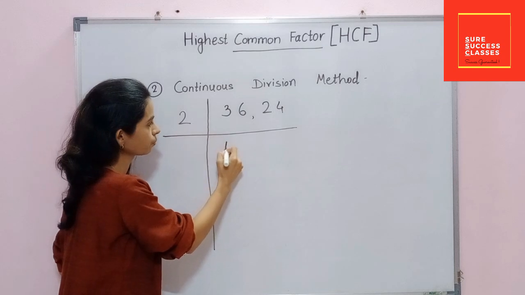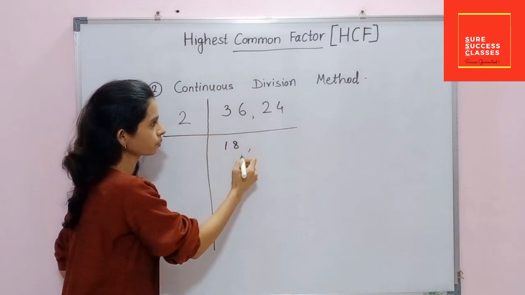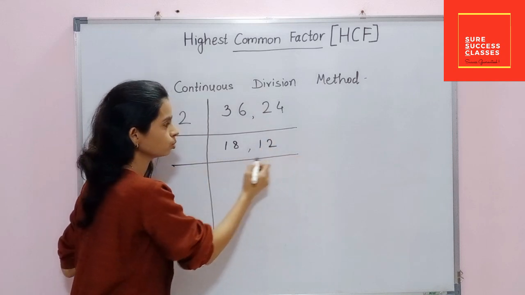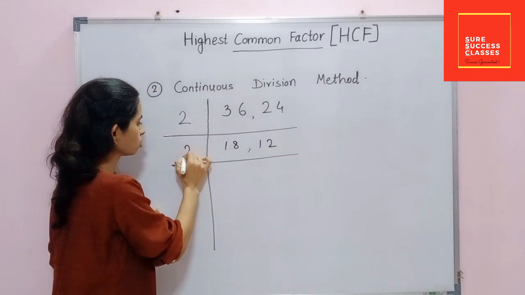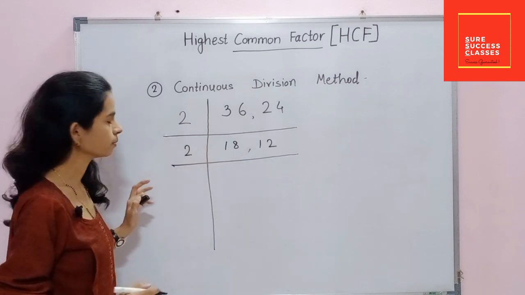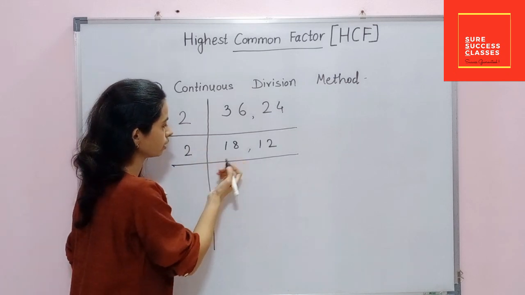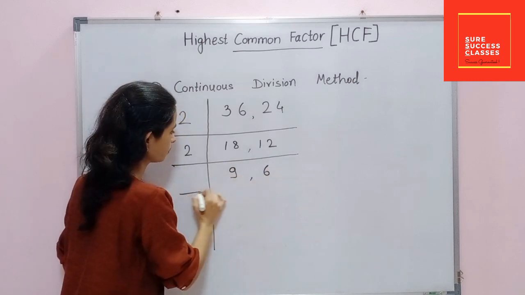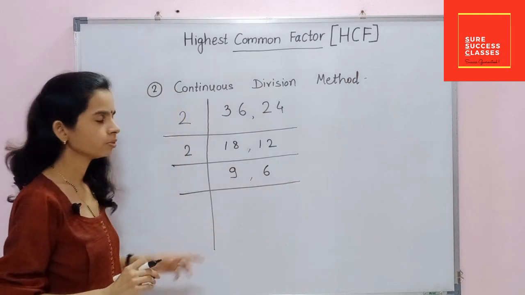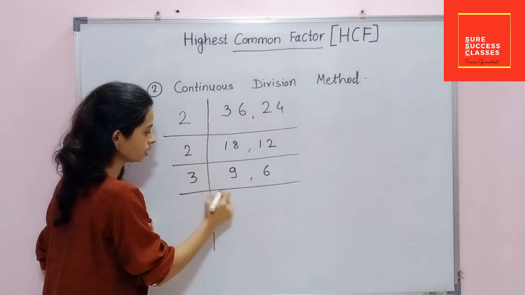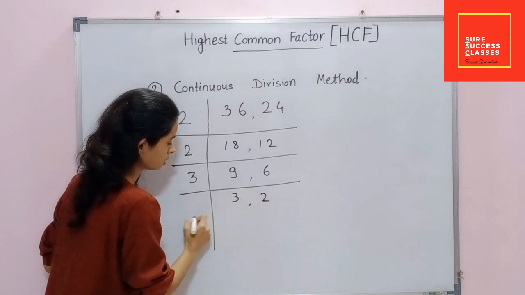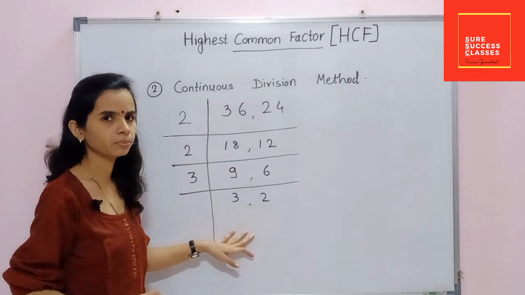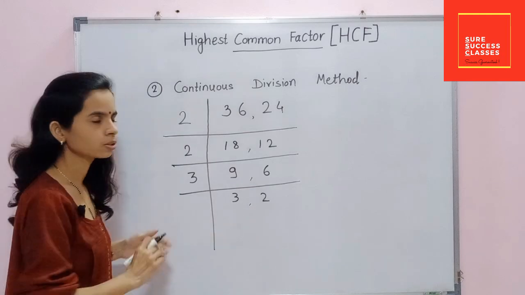2 ones are 2, 2 8s are 16, 2 ones are 2 and 2 2s are 4. Again both the numbers are even numbers, so we will use 2 as a prime number to divide them. 2 9s are 18, 2 6s are 12. In the table of 3 we will get both the numbers. 3 3s are 9, 3 2s are 6. Then we will stop here because these are prime numbers and we have got these common factors.